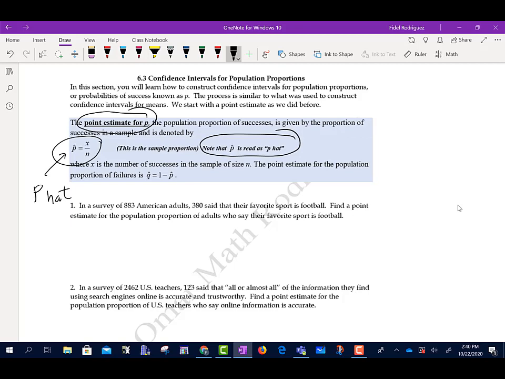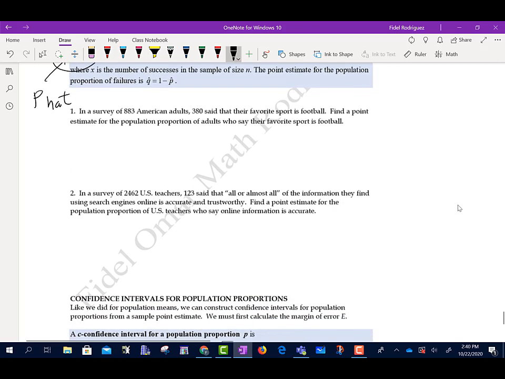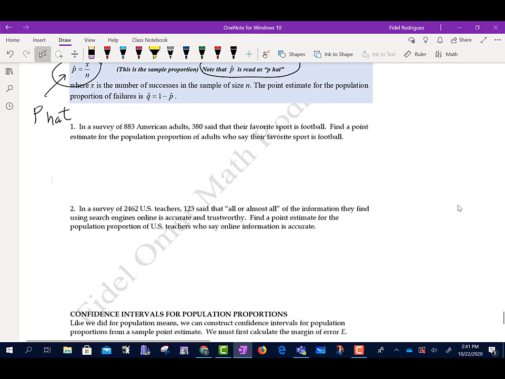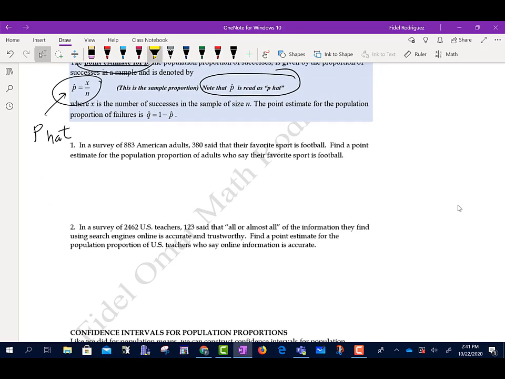So let's take a look at the first problem here. In a survey of 883 American adults, 380 said that their favorite sport is football. Find a point estimate for the population proportion of adults who say football is their favorite sport. Here is my formula for P hat. So P hat is equal to X divided by N.